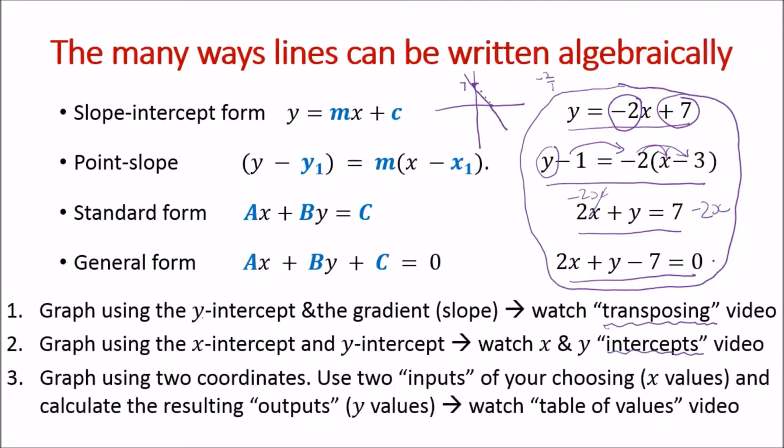And the third way that you could do it is to graph using 2 coordinates. This is where you choose 2 inputs, 2 x values. All right, these are inputs you are choosing. So you might choose x is 0 and x is 1. And then you go through and you work out what the outputs are. What is y if x is 0? What is y if x is 1? This is exactly the same process as making a table of values. However, you only need to do 2 points to draw a line. As soon as you have 2 points, using your ruler and lining it up with the 2 points, you can draw your line. You do not need to do more than 2 points.